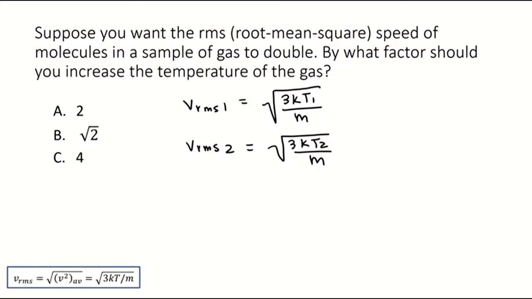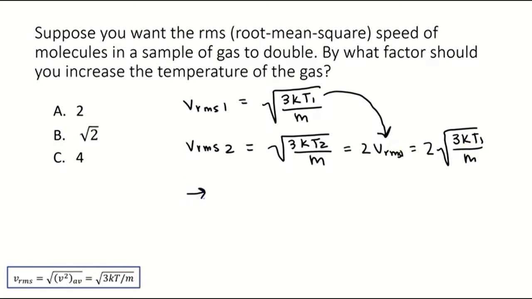Then we know that we want V_RMS2 to be equal to 2 times V_RMS1. And we know that V_RMS1 is equal to the square root of 3kT1 divided by m. So in other words, we set this equal to 2 times the square root of 3kT1 divided by m. Now I want to compare the temperatures, and so to do that, I'm going to square both sides.